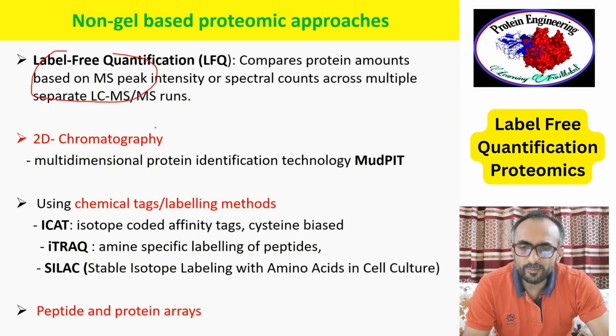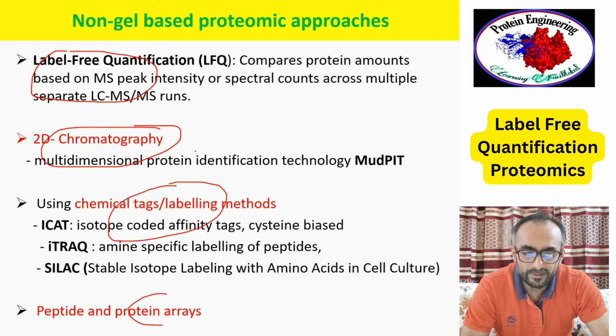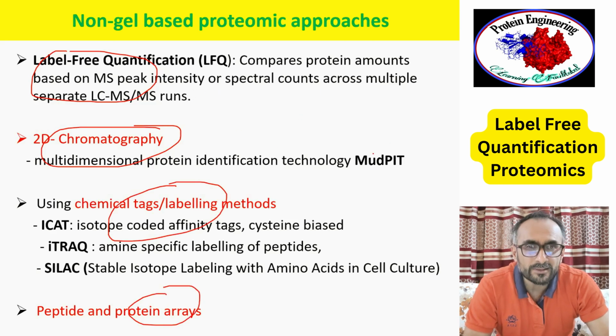The other methods could be using two-dimensional chromatography, which is used to separate those 10,000s of proteins, or one can use tags, the chemical tagging method, or peptide and protein arrays. In this lecture, we'll talk about label-free quantification. The rest of the techniques will continue in other lectures.